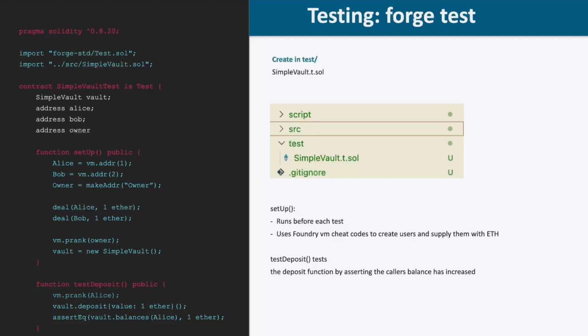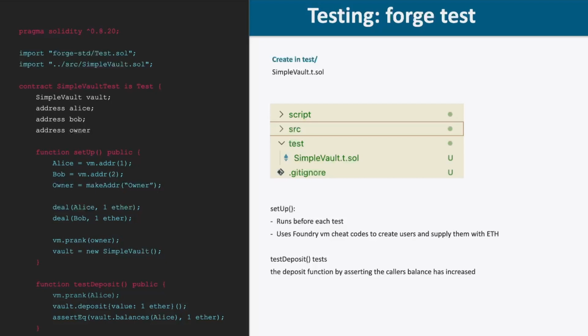Here we can see the test deposit function. This tests the contract's deposit function. Inside, we have a function call that calls vault.deposit and passes the specific value that we want to pass. In this case, 1 ether. The assertion then checks that the balance of the contract was correctly updated.